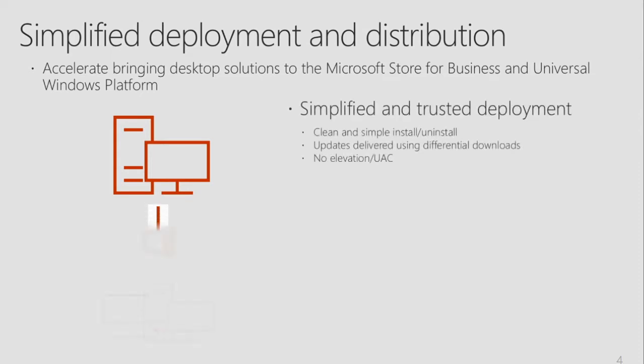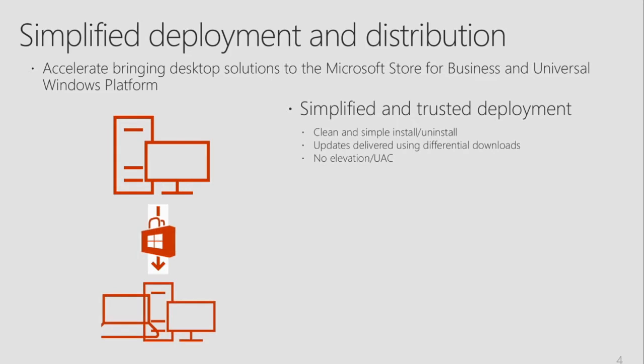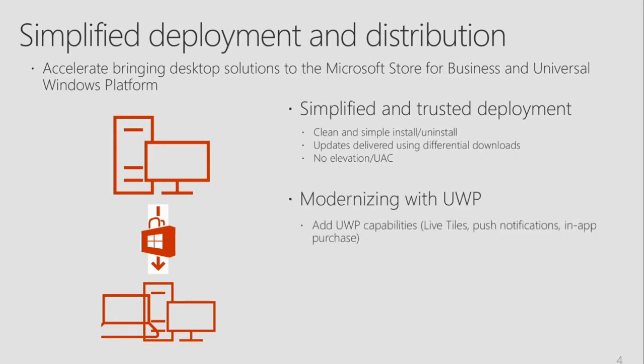updates, and differential downloads, which means that if you release an update for your app, let's say of 5 megabytes, once your application is 100 megabytes, we will download just those 5 megabytes. Then once you package your application, you can distribute it immediately to the Microsoft Store for Business.